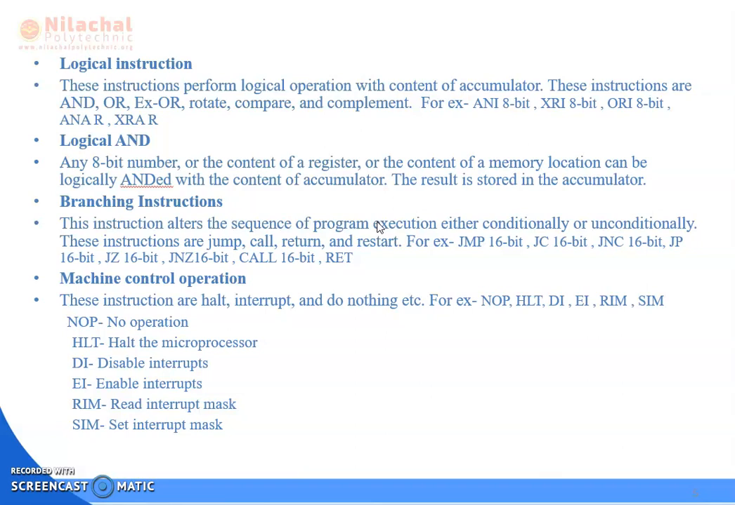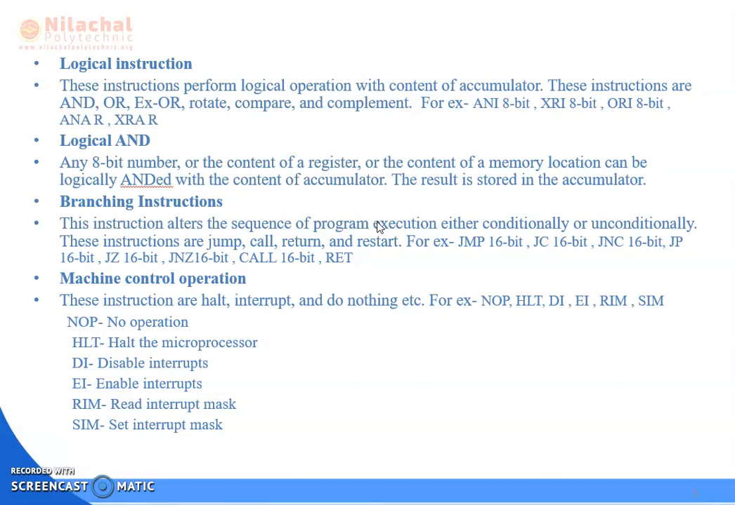So next instruction is branching instruction. This instruction alters the sequence of program execution either conditionally or unconditionally. These instructions are jump, call, return and restart. For example, JMP 16-bit, JC 16-bit, JC means jump on carry. JNC 16-bit means jump on no carry. Next, JZ 16-bit means jump on zero. JNZ 16-bit means jump on no zero. Next, CALL 16-bit and RET. RET means return instruction.